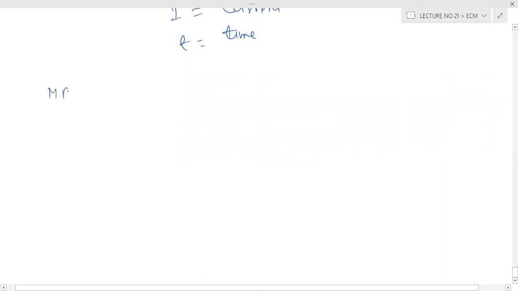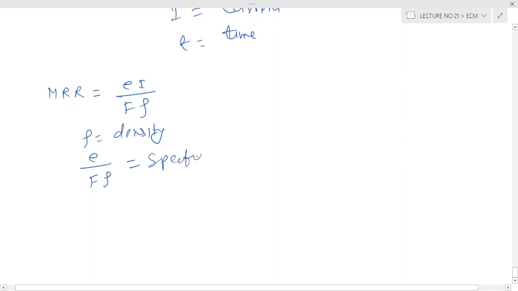So basically metal removal rate is E I divided by F rho, where rho is your density, and S is your specific material rate, right? So basically E by F rho is equal to the specific material rate. Electrode feed rate.